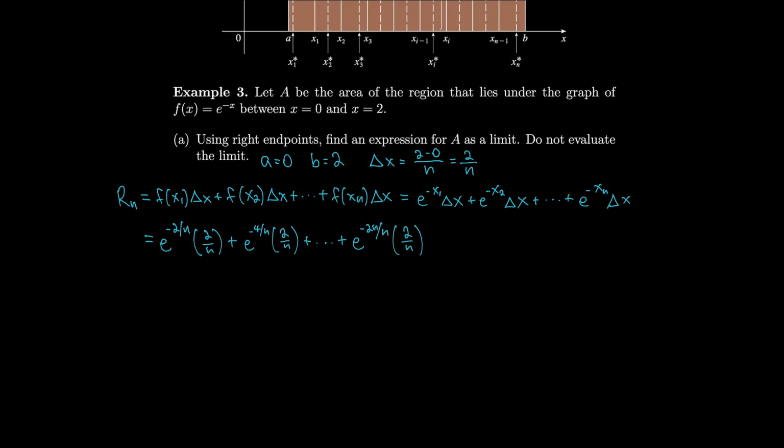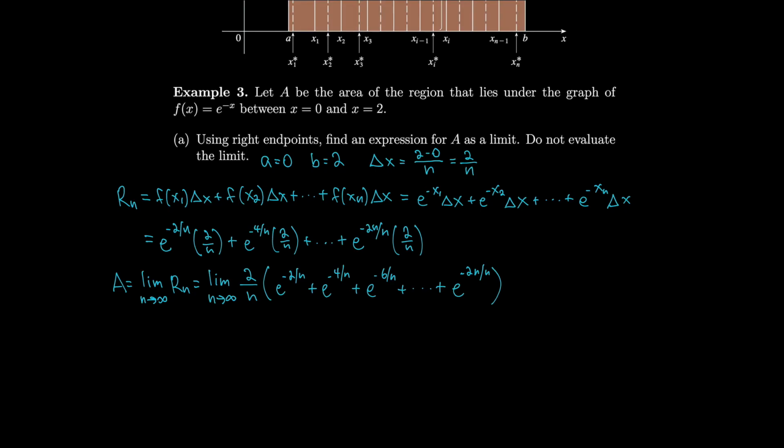So I think we can say that the area, which is the limit of Rn, is the limit of this mess. We could factor out the 2 over n and just be left with e to the minus 2 over n plus e to the minus 4 over n plus e to the minus 6 over n, why not, and so on, until we get to e to the minus 2n over n, which, by the way, cancels and gives you 2, which is exactly what we want.